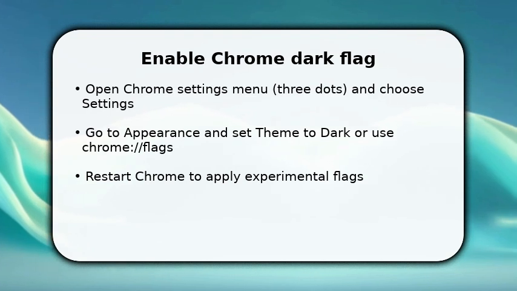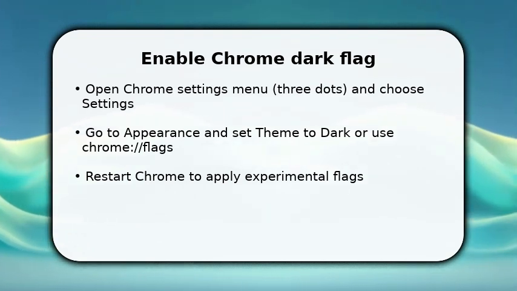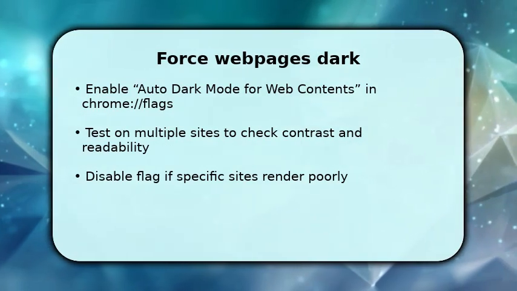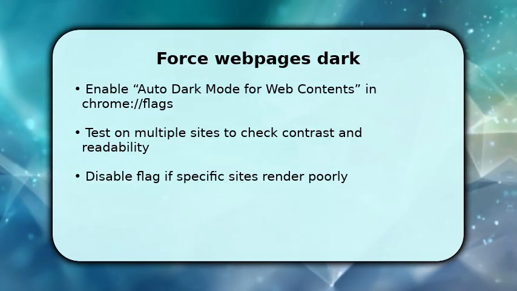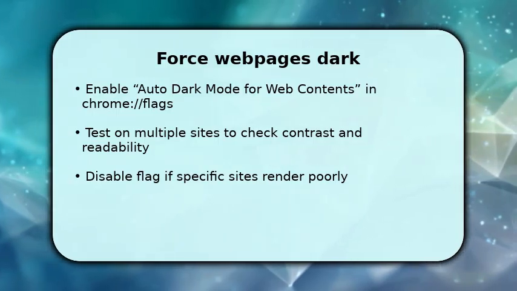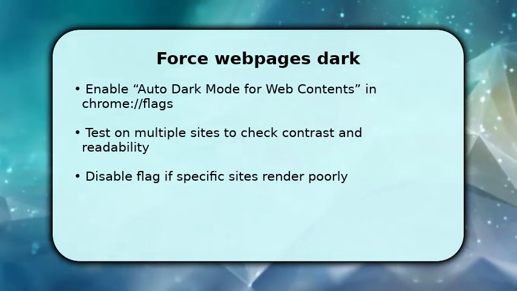Next, force dark on web content for consistent browsing. In chrome://flags, enable auto dark mode for web contents, which transforms light page backgrounds into darker tones for readability and reduced eye strain. You'll want to test several frequently visited sites because algorithmic inversion can break images or contrast. Adjust site-specific settings as needed.